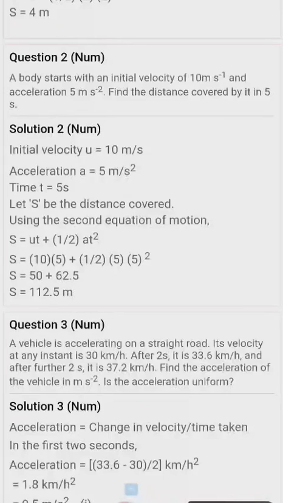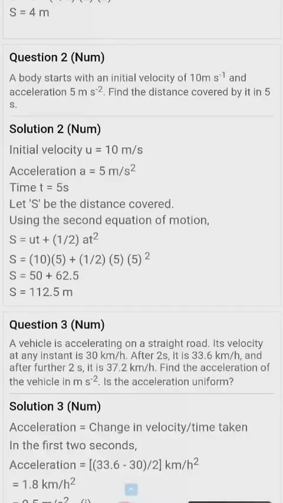It says that a body starts with initial velocity 10 and acceleration 5 meter per second square. Find the distance covered by it in 5 seconds. The body is starting with initial velocity, so u is 10, acceleration is 5. Find the distance covered, which is denoted by s, in 5 seconds. So time is 5. Again we will be using the same formula to find s. s is equal to ut plus half at square.